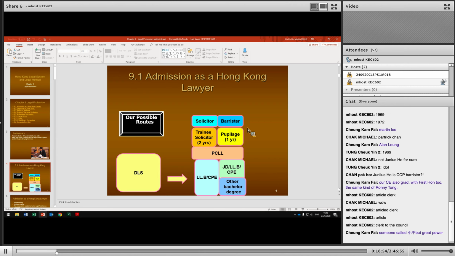We can never say a barrister is superior to a solicitor. Some solicitors could earn more money, and some solicitors are more brilliant than some barristers. So these are only two different routes, and there's nothing like promotion. Many years ago, many clients always thought that after you have been a solicitor for a certain period of time, you can be promoted to be a barrister. There's no such thing.